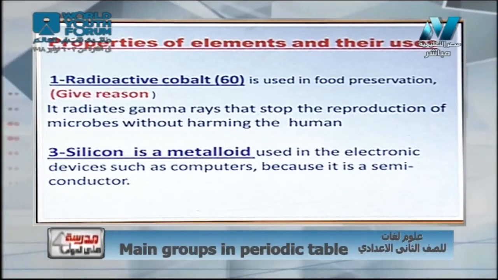Now we are going to have the last part in this lesson, the uses of some elements. We are going to study the use of a metal, a non-metal, and a semi-metal. To remember together what is meant by semi-metal or metalloid: it is an element which has properties of both metal and non-metal. Sometimes it acts as a metal and other times as a non-metal. An example is silicon. Silicon is the most famous metalloid or semi-metal we have.